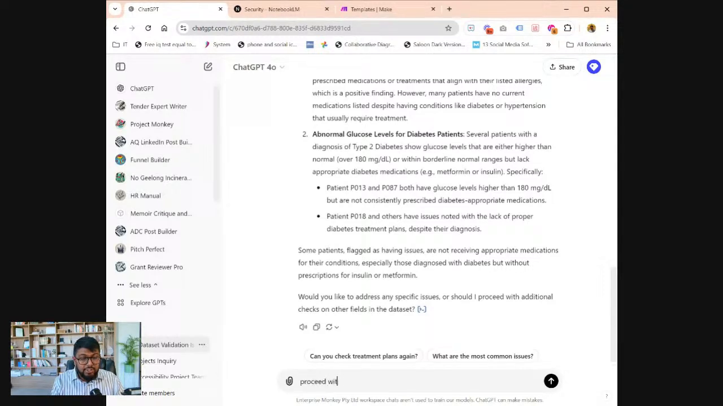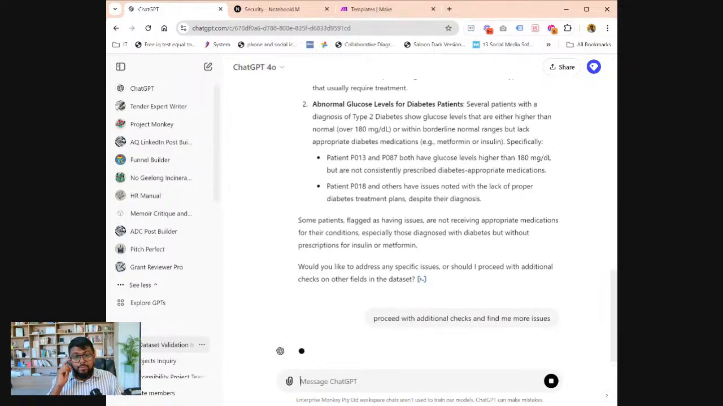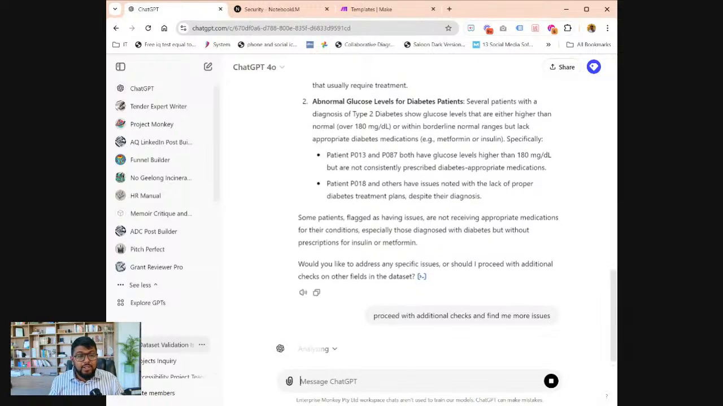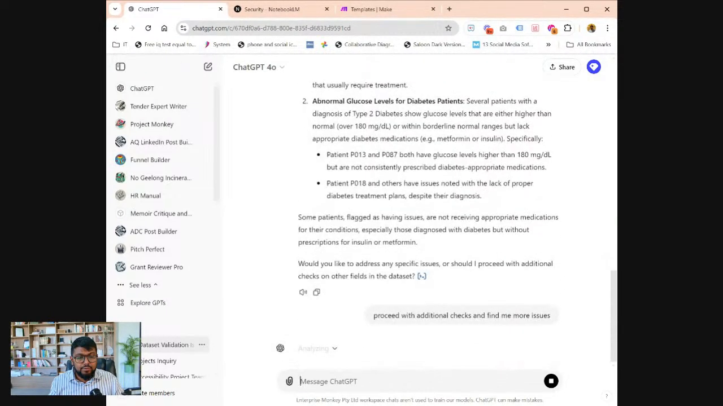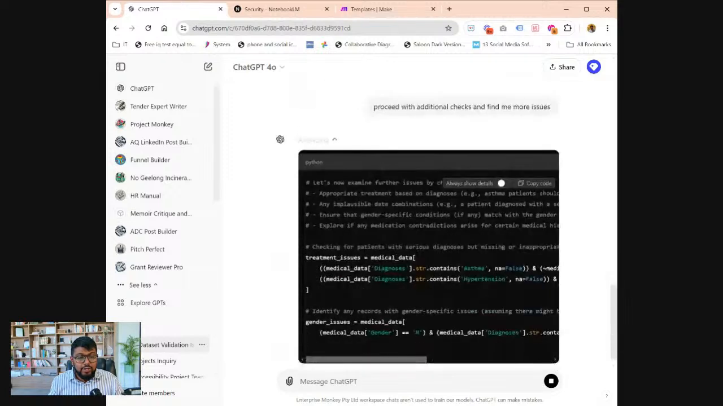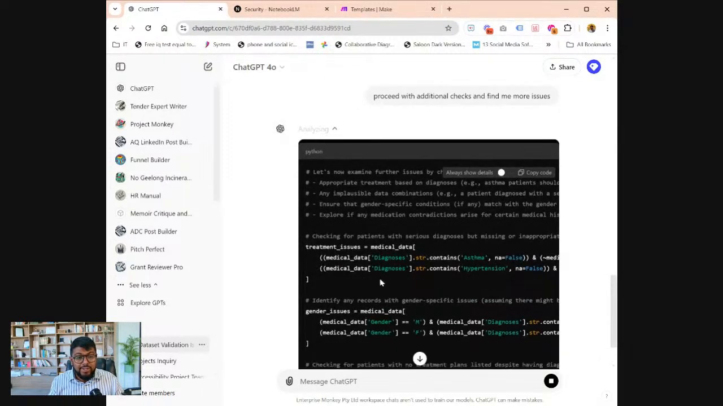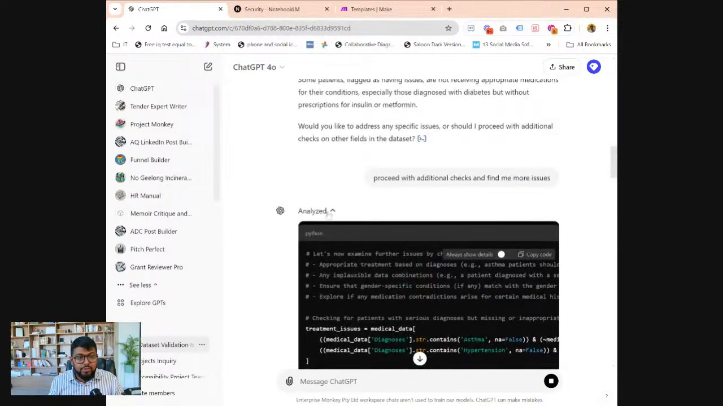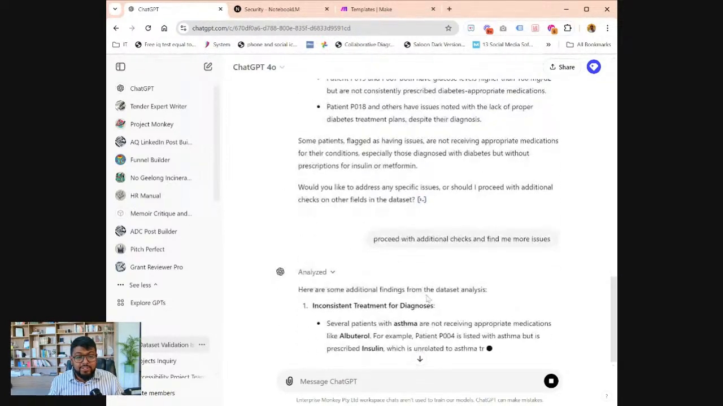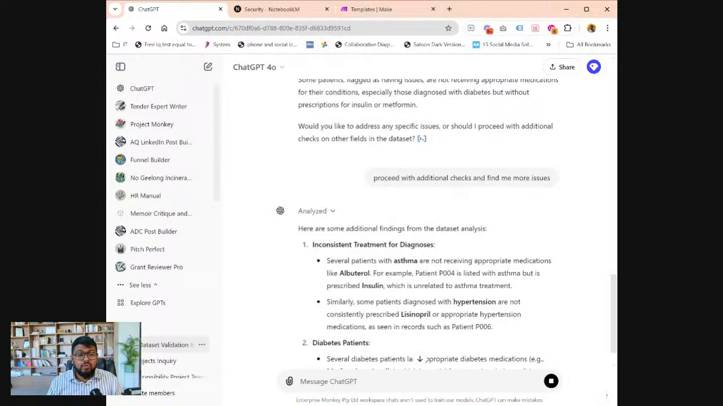So I would say proceed with additional checks and find me more issues. And then it will start to do its further analysis. And you can actually see what type of analysis it's doing on that particular sheet. And once it has analyzed, it will fetch out some more insights.